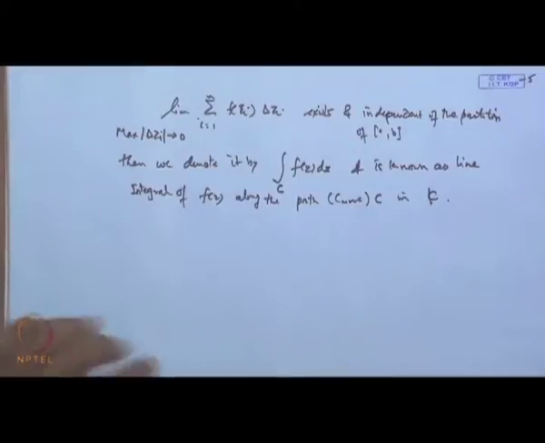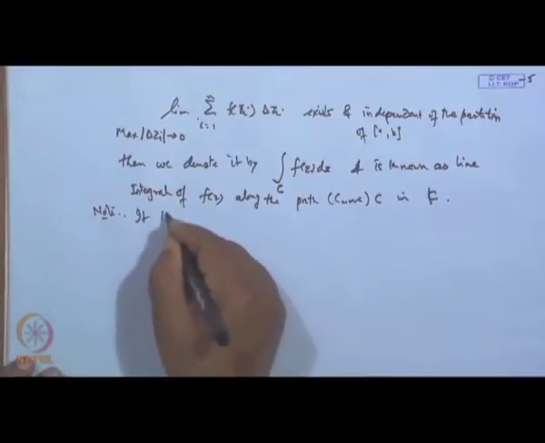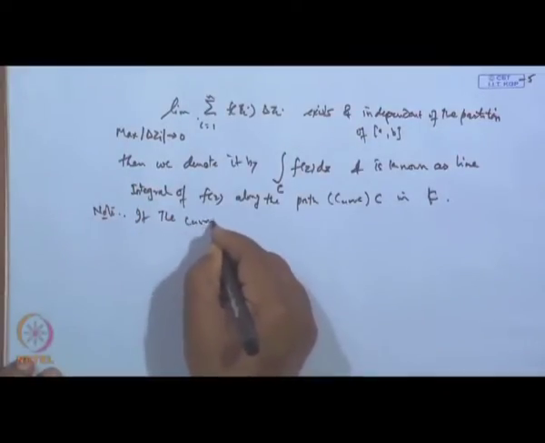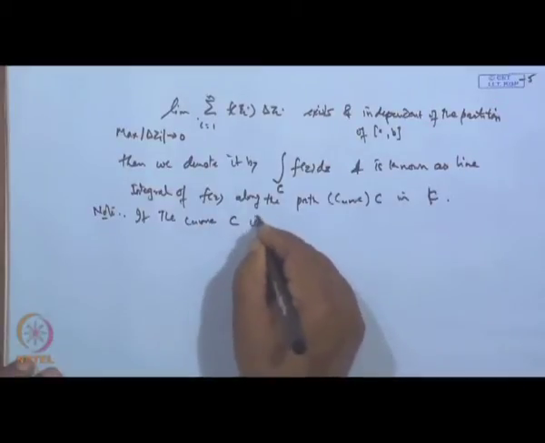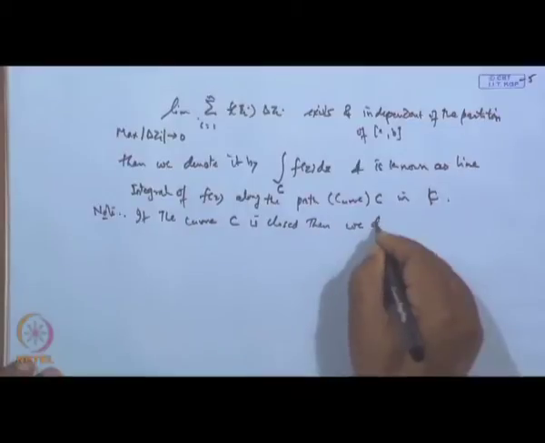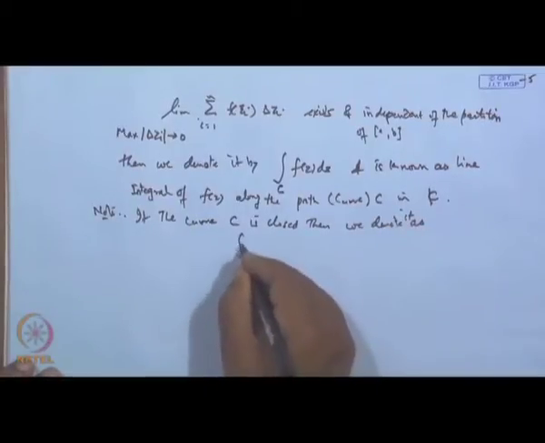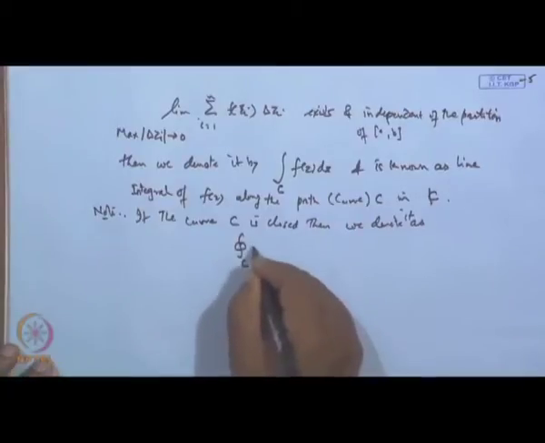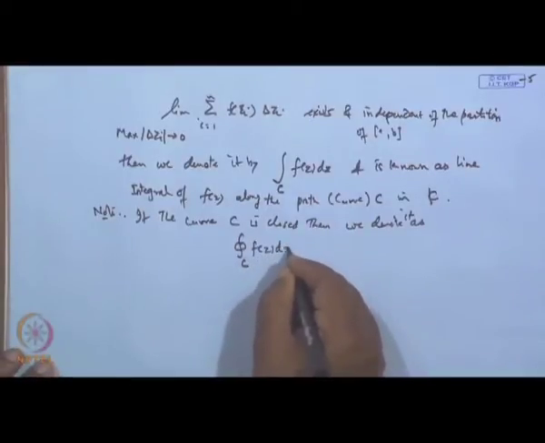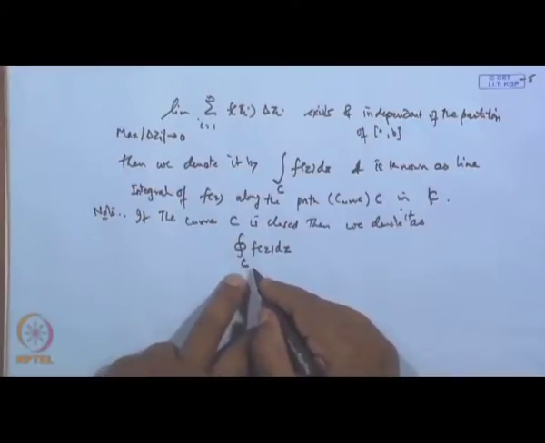Okay. So, that is what is shown. Now, if C is a closed curve, then we denote this as the integral along the path C, with a circle on the integral sign, of f(z) dz. That is, this shows the integration is taken along the path C, which is a closed curve.